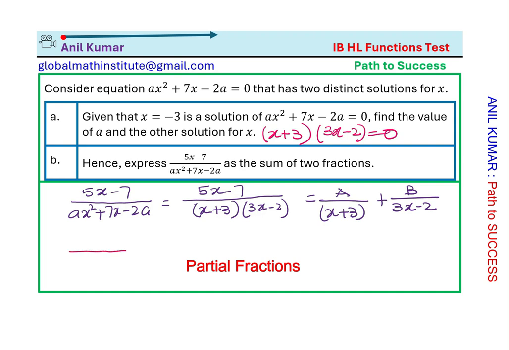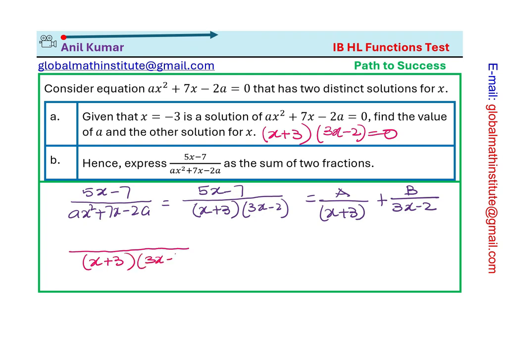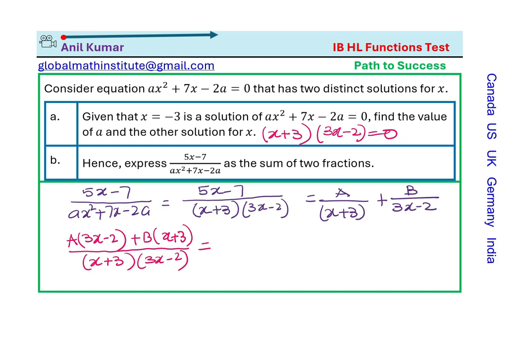So we have a common denominator which is x plus 3 times 3x minus 2. So when you multiply, a gets multiplied with 3x minus 2 and b gets multiplied with x plus 3. Make sense? Correct. And all this is actually equal to 5x minus 7 over the denominator. Perfect. Now, if I expand this, then we get what?